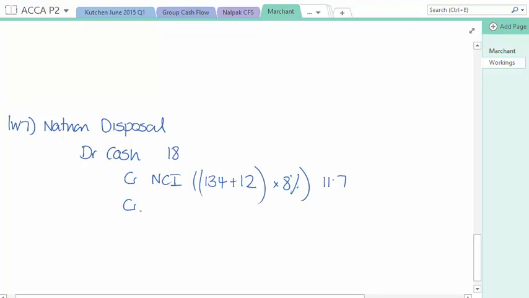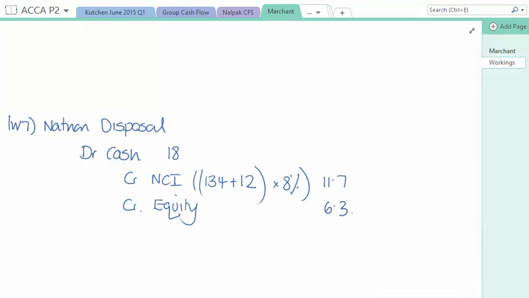What do we do with the remaining part? Well, that goes directly to equity, 6.3. So that's taken directly to equity, so it does not appear in other comprehensive income as such. So that's actually part B, or part A2 of the question.